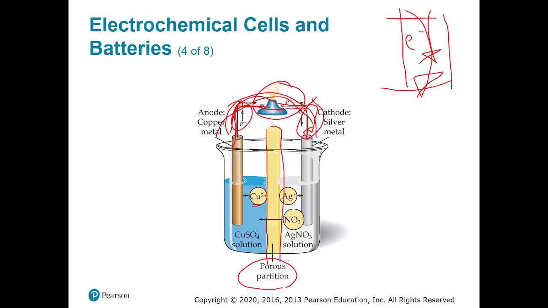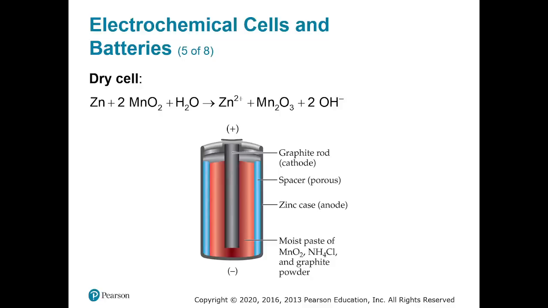Interestingly enough, we can actually run these the opposite direction too, and we'll talk about that in just a bit. But right here, this is what's referred to as a dry cell. You might notice this looks a lot like the alkaline batteries that you can buy from the grocery store, or you could buy from Walmart. And that's because this is one example of the alkaline batteries.